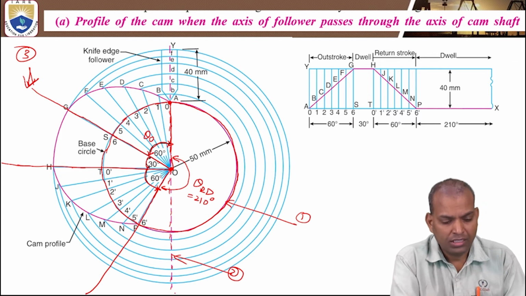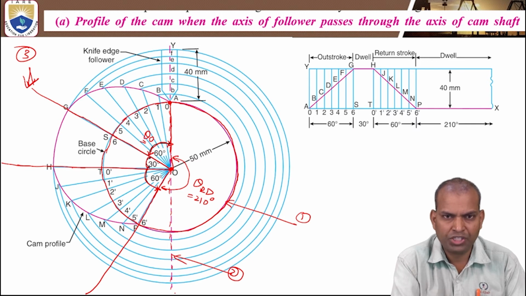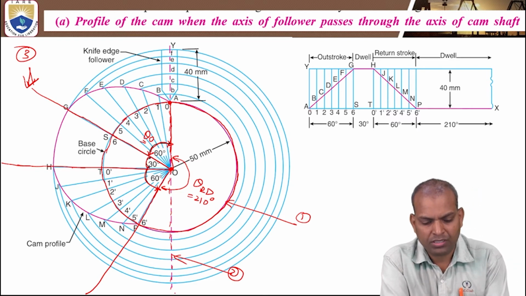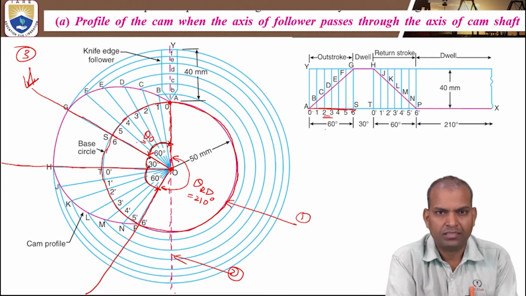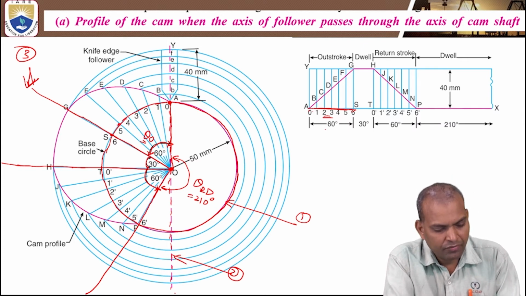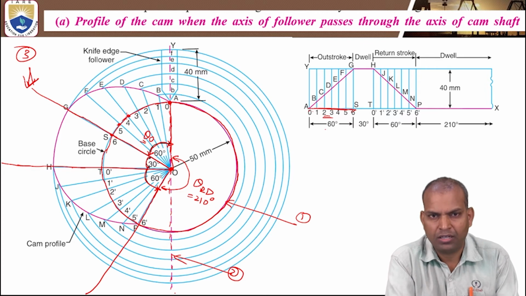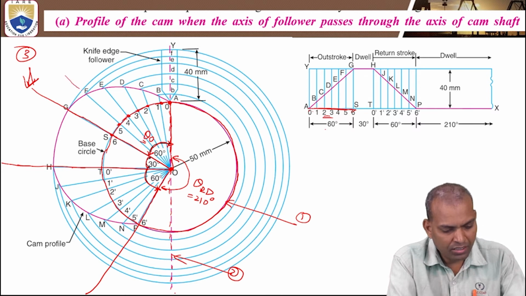Next, step 4. Step 4 is to divide the outstroke partition of the base circle into an equal number of divisions, the same as what you have done for the displacement diagram. In the displacement diagram, we have divided the outstroke into how many parts? 6 parts. The same number of parts should be divided in the base circle outstroke portion also. So we divide 60 degrees by 6. How much? 10 degrees. Each partition should be divided and marked, and draw radial lines.